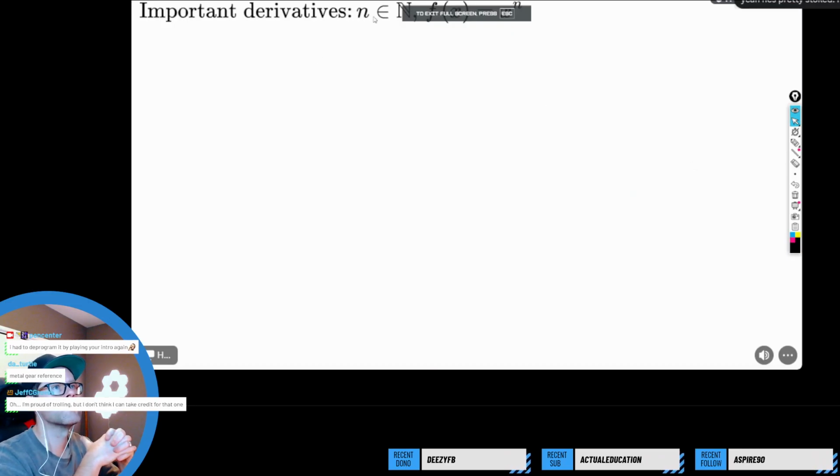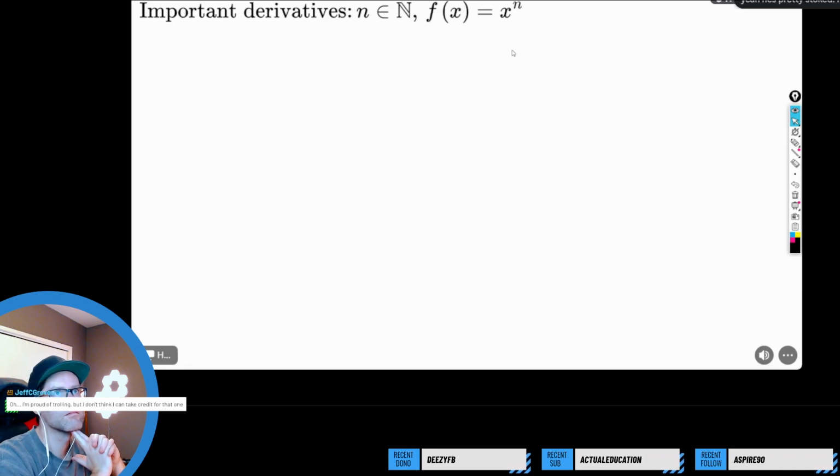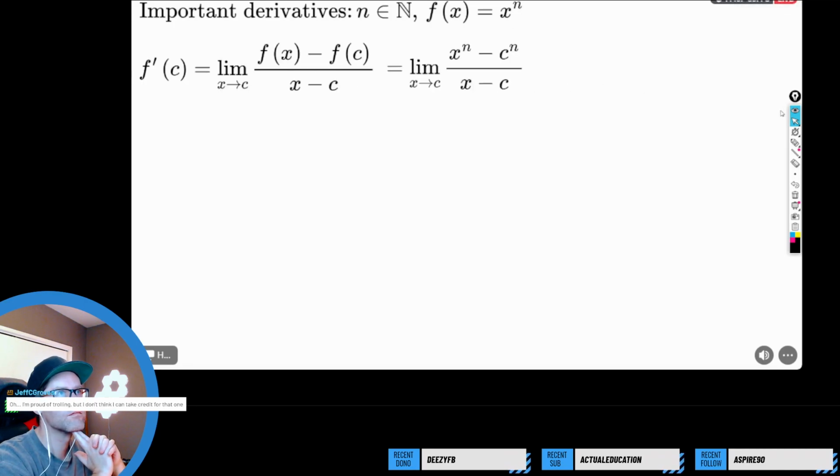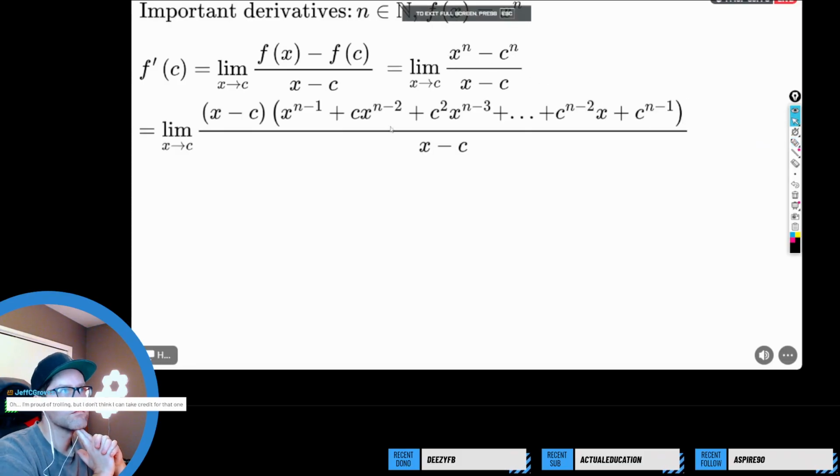Now, there are a few important derivatives. This is one of them, with x to the n, which we will see if we take the derivative of it. Now we can use the rule for how to open this like this. No idea what's the name.